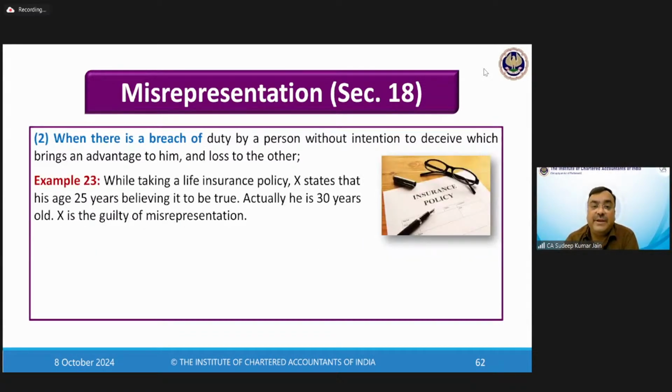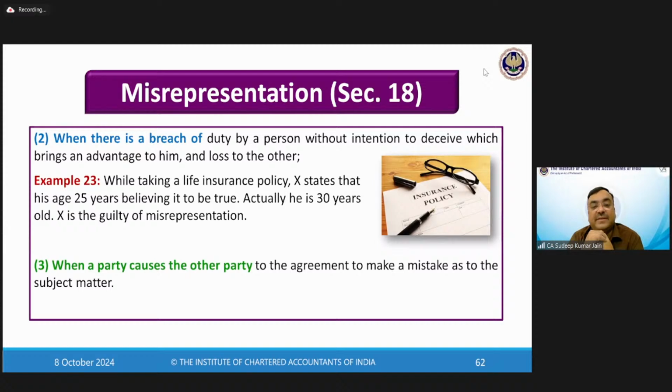When there is breach of duty by a person without intention to deceive, which brings an advantage to him and loss to others. Again, same thing. You have to do something, but you could not do it for some reason. You don't have any intention to deceive, but you get some profit and the other party gets some loss. See, while taking an insurance policy, X states that his age is 25 years, believing it to be true. Actually, he is 30 years old. Now he is guilty of misrepresentation, not fraud. Clear?